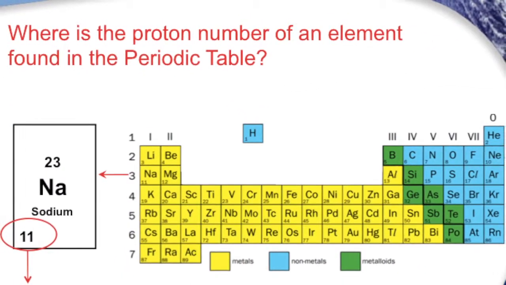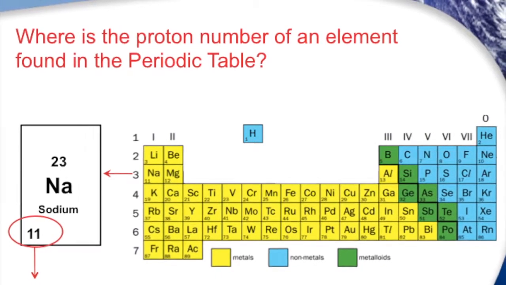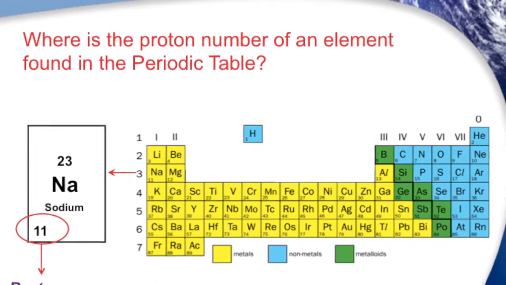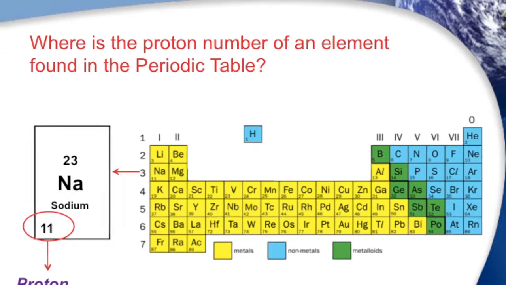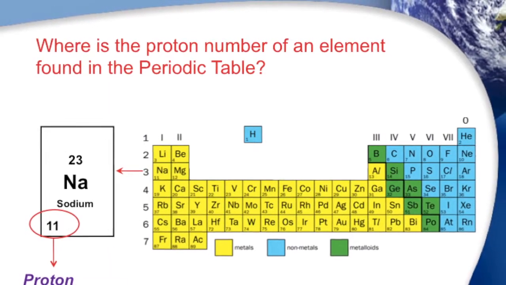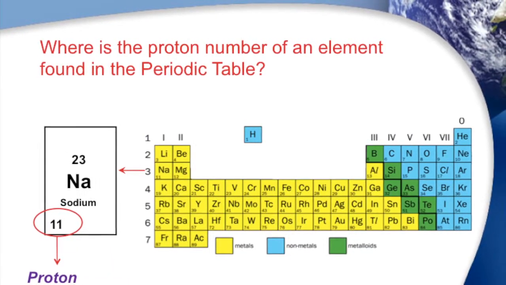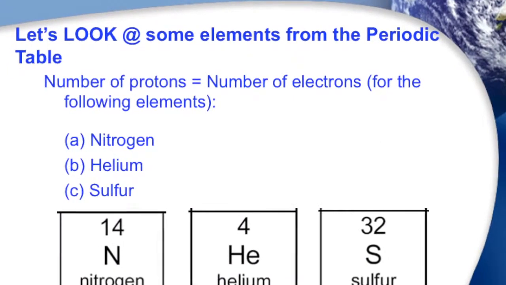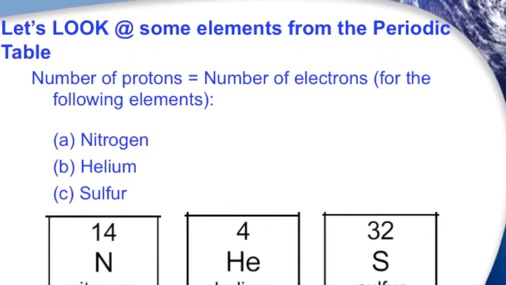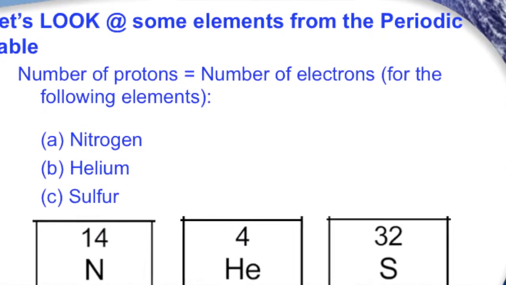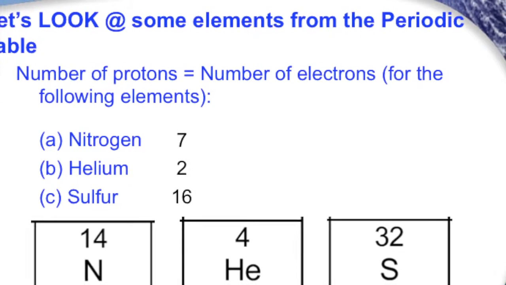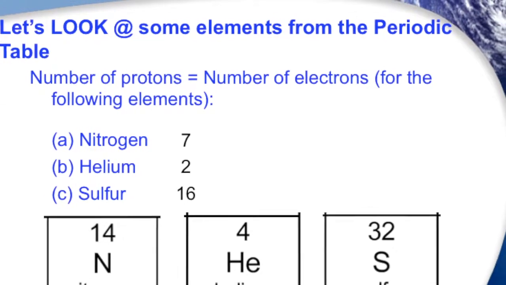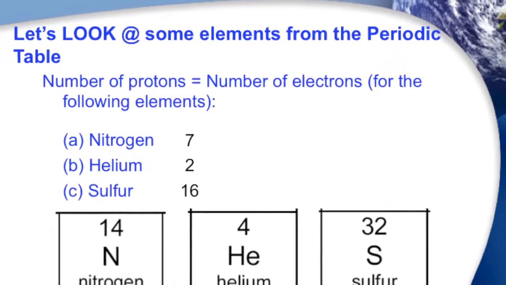You might be wondering where to locate this proton number for a certain element. It can be found in the periodic table. Look at the example given for sodium. Let's try to find the proton number for some elements. Here are the answers. Did you get it right?